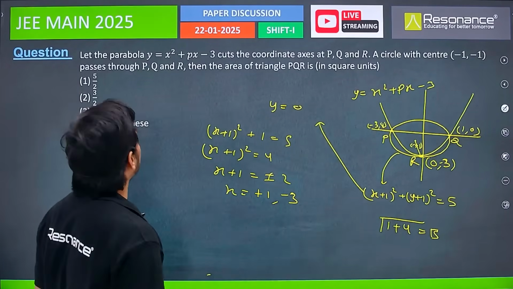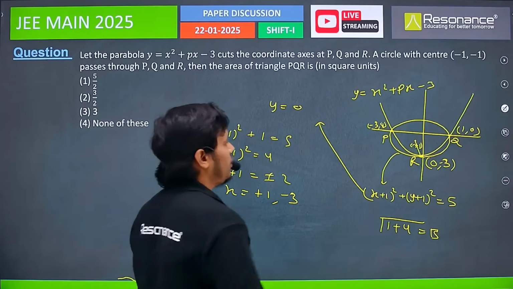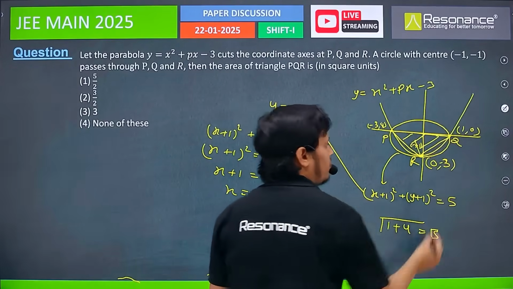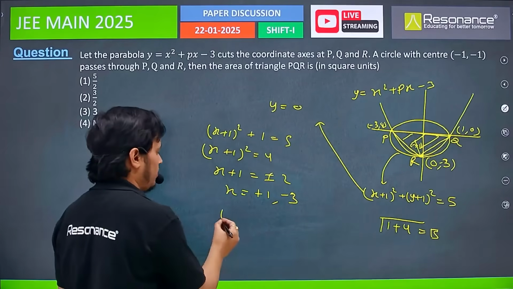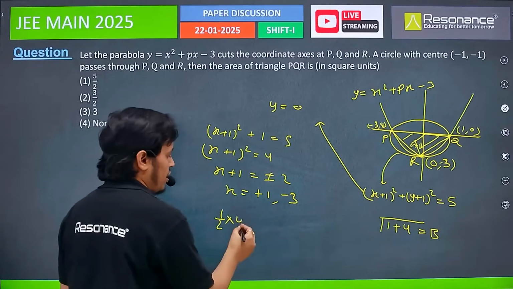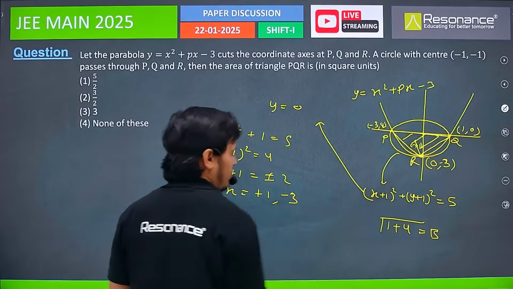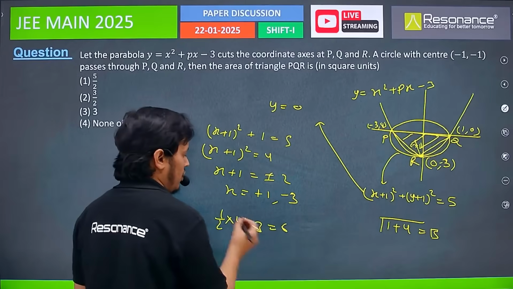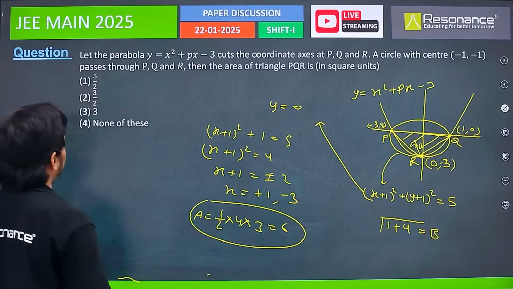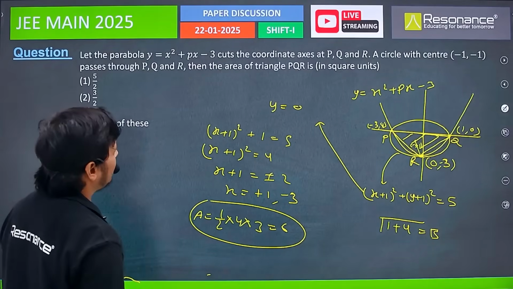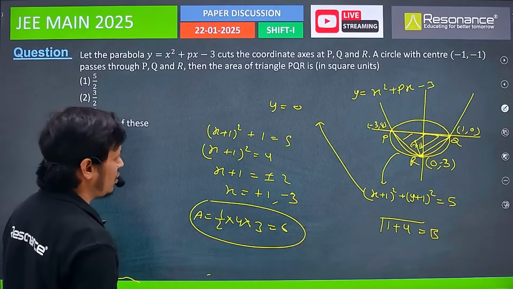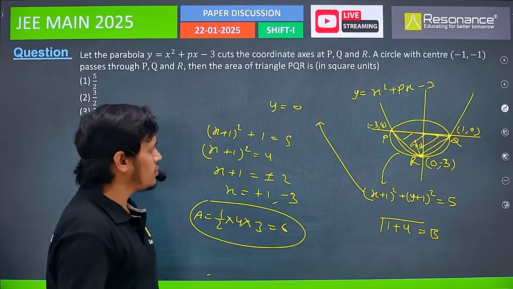Now what are they asking? They are asking the area of the triangle PQR. This is PQR. 1/2 base into height. What will be the base? Base is this distance, that is 4, and height will be this perpendicular distance, that is 3, and what we got is area as 6. Okay, is any option given? Area of the triangle PQR, we got 6 here, none of these. Okay, so next question.